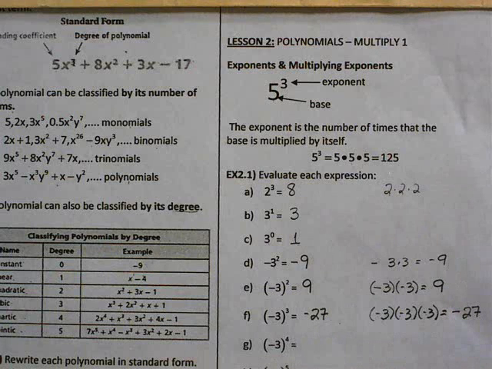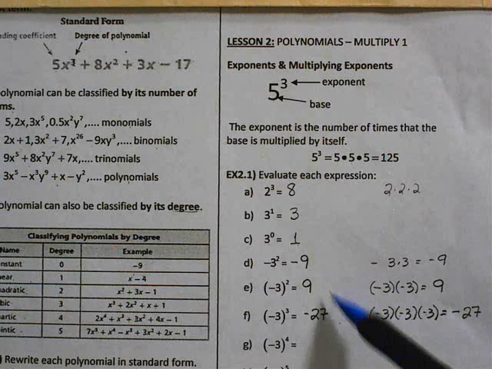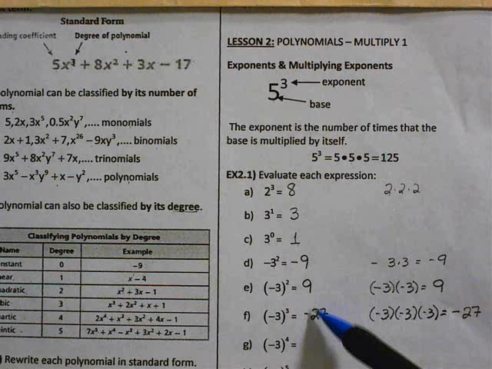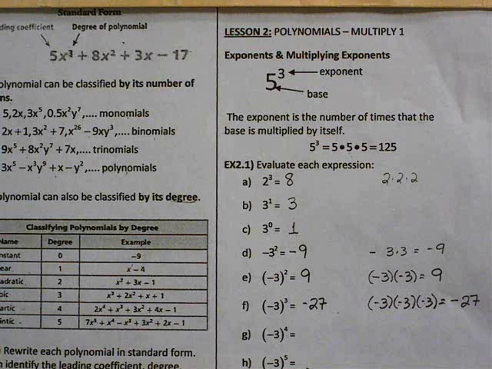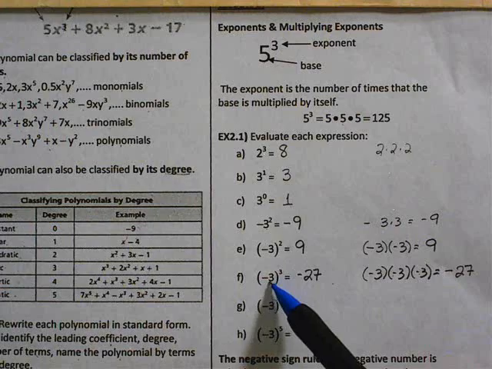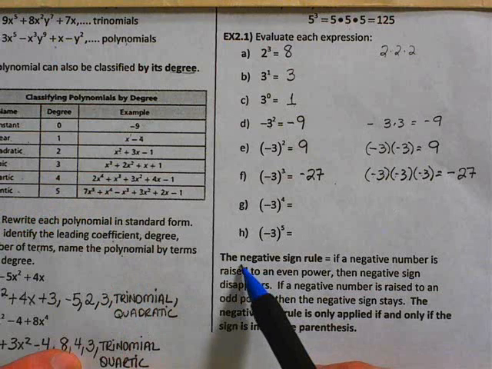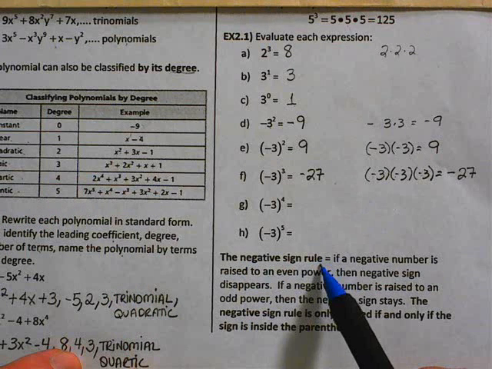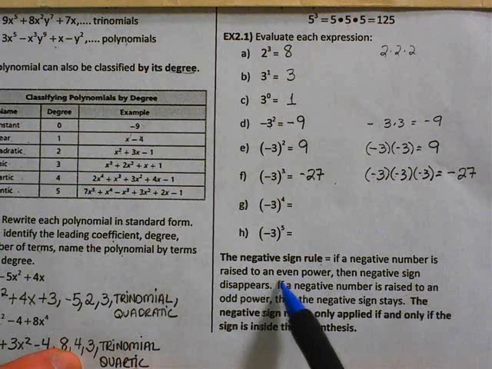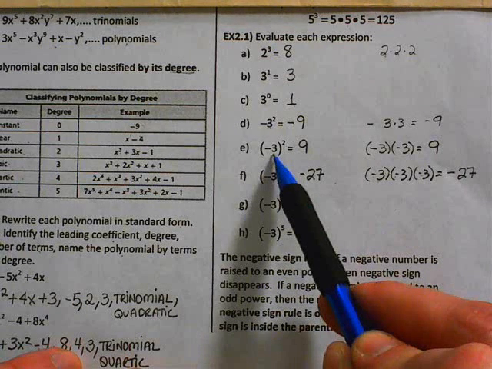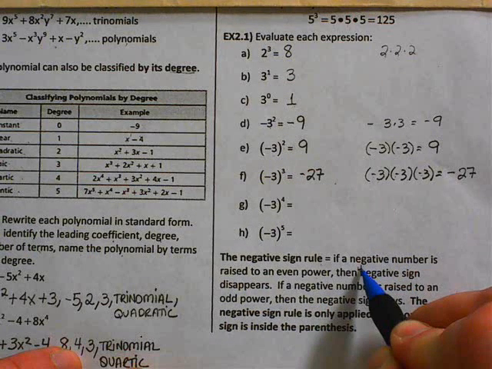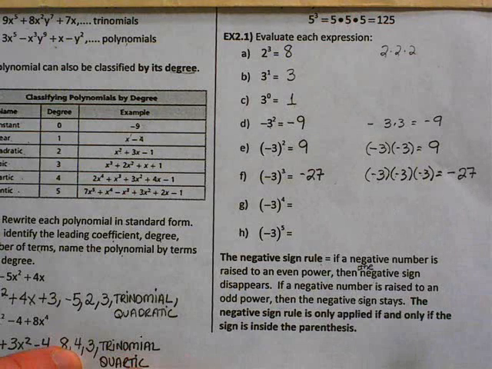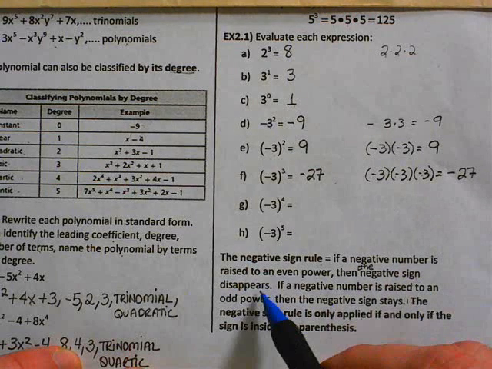Now, mathematicians, after they looked at these types of problems and did many more, came up with a pattern or a rule for whenever you have a negative number raised to a power. So we're going to go down here, and here's the rule. The negative sign rule is: if a negative number is raised to an even power, just like example letter E, then, and sorry for the typo, please add the word the, then the negative sign disappears.